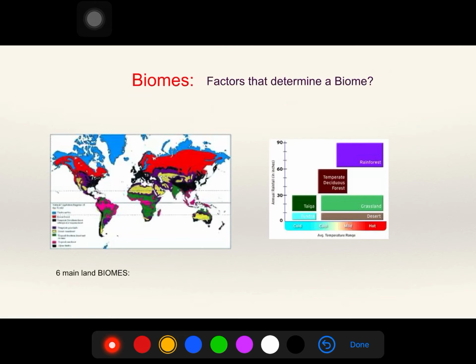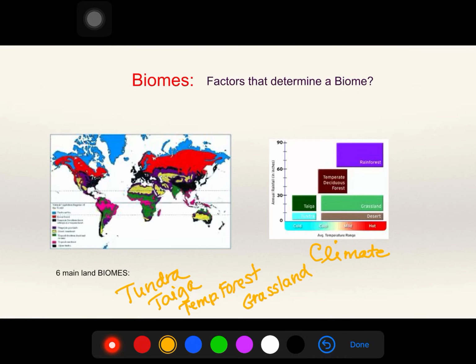We hit on this in the review question from Socrative. Factors that determine a biome is the climate and then the plants and animals that live there. There are 6 main land biomes that we studied: the tundra, the taiga, the temperate forest. The temperate forest is the one with 4 distinct seasons. You have grasslands, deserts, and the tropical rainforest were our main ones.